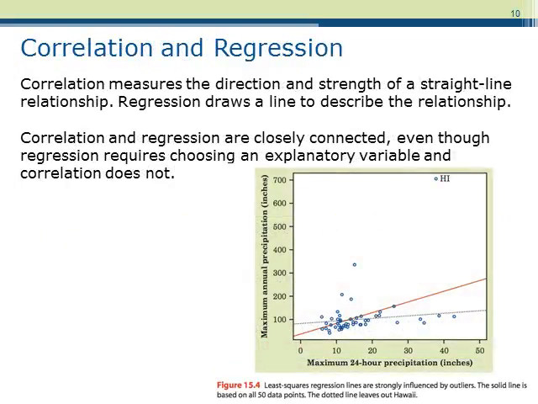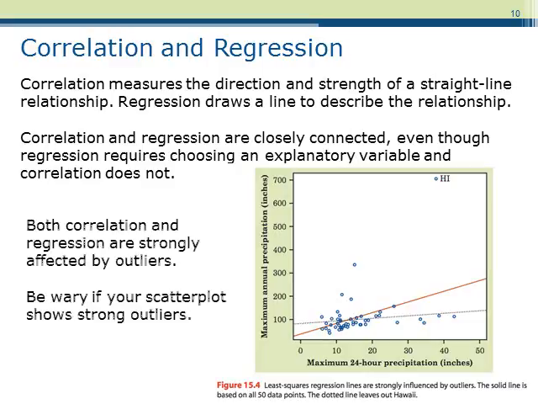So let's begin discussing the relationship between correlation and regression. If you recall, correlation measures the direction and strength of a straight line relationship. Regression then comes in and draws a line to describe this relationship. Now, correlation and regression are closely connected, even though regression requires choosing an explanatory variable and correlation does not.